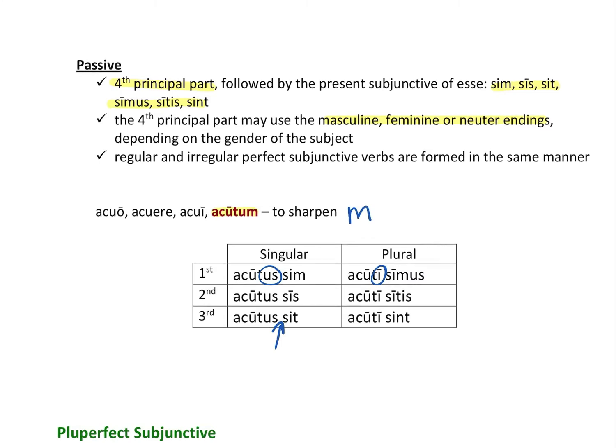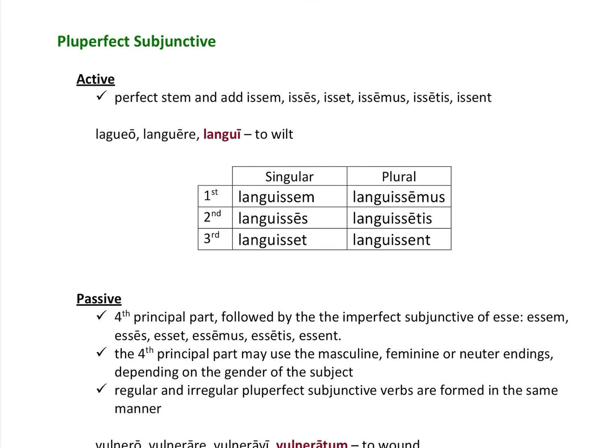Okay, pluperfect subjunctive. In the active, you take the perfect stem, just like in the perfect subjunctive, and add -issem, -isses, -isset, -issemus, -issetis, -issent. And so again, if we take lego, legere, legi, the third principal part, the perfect stem, and add those endings, you get all, that's how you form it.